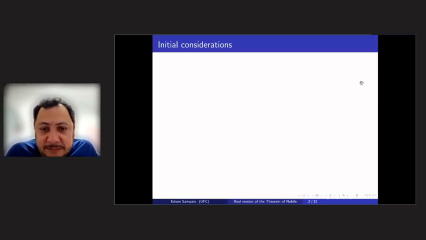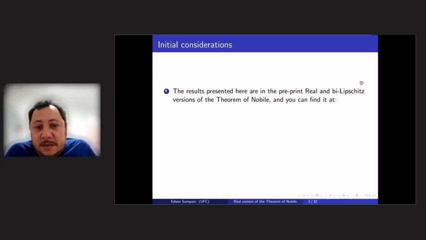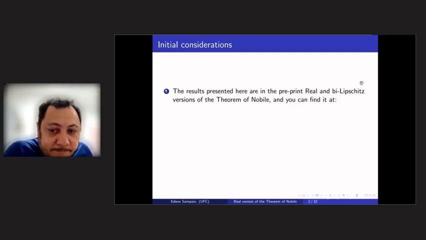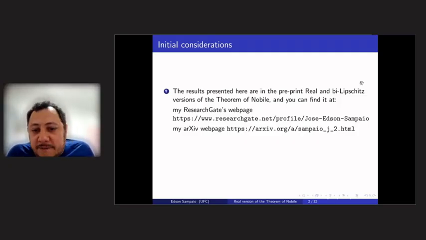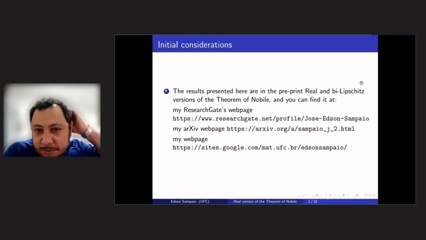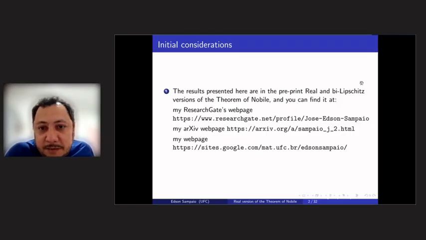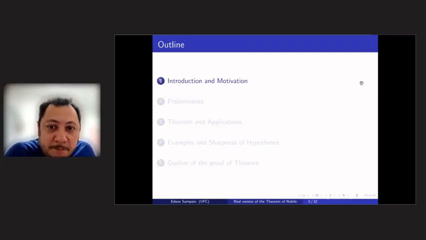Okay, I'll talk about this theorem. I have some initial considerations. The results presented here are in the preprint "Real and Lipschitz versions of the Theorem of Nobile." You can find it on my ResearchGate webpage, which is always well updated, and also on my arXiv webpage and my homepage. I think it's good if you want to learn more about Lipschitz geometry. There are some papers there. You can find them on my webpage. So if you don't remember this, just search on Google for my name and you can find it.